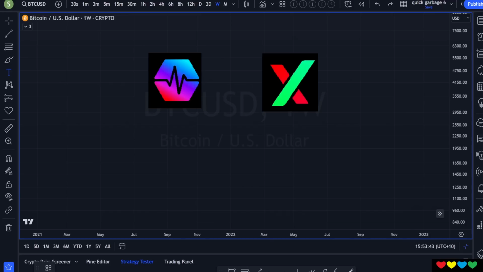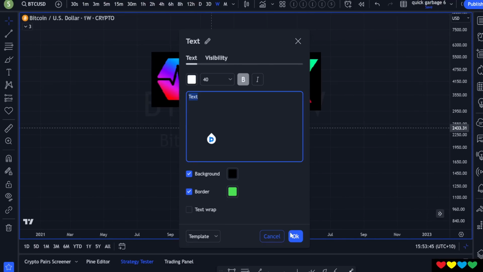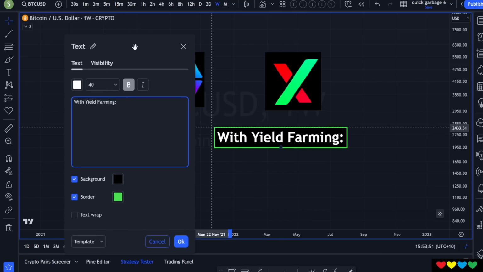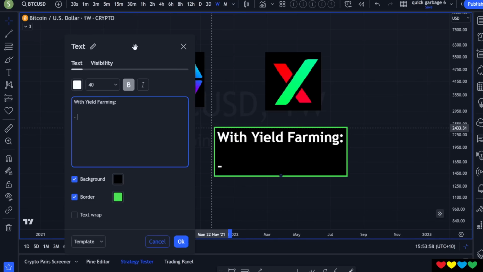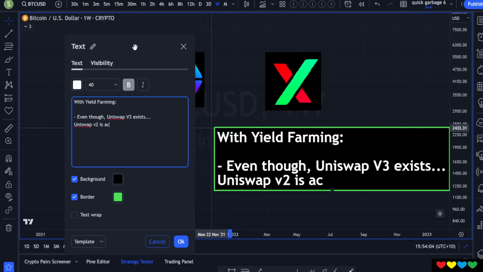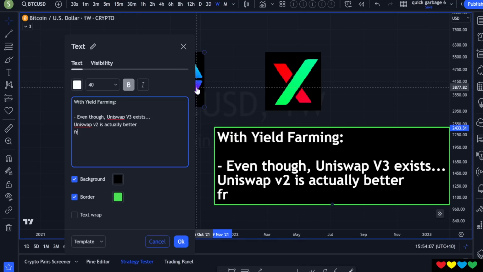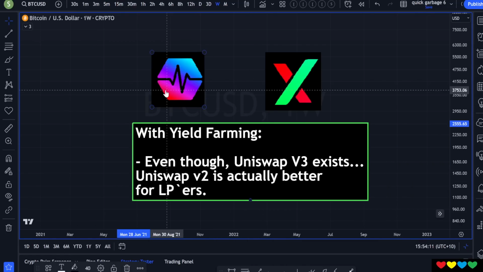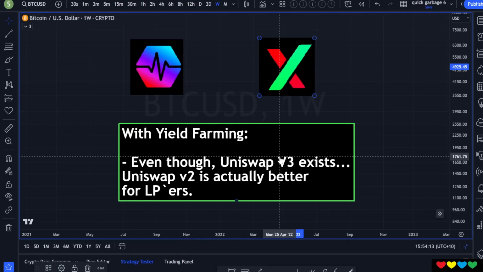Before I continue, I'd like to reiterate, okay? When it comes to yield farming, there are a few things that you need to know. And trust me, what I'm about to relay to you will save you so much money, time, and anguish, because I've read a lot of Medium articles. I know the conclusions, okay? Even though Uniswap v3 exists, Uniswap v2 is actually better for LP'ers. This is going to flip your mind out. I'm going to show you some information and it's going to absolutely blow your mind.